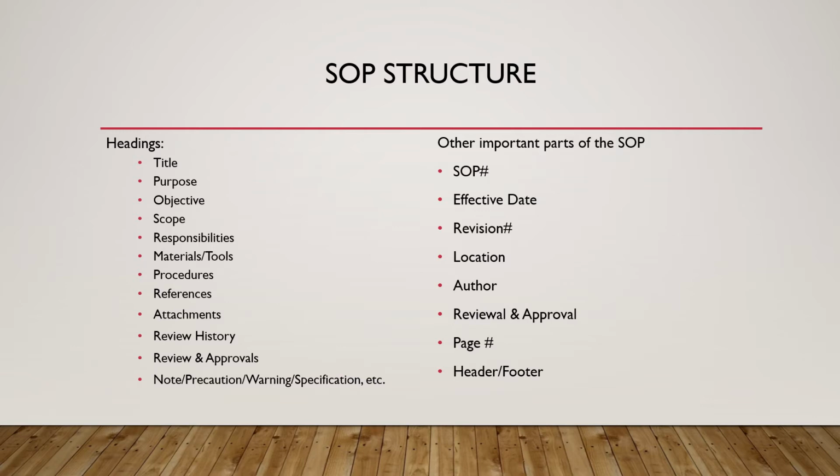Other important parts of the SOP include the SOP number, the effective date, which is the date by which staff has to be trained to execute the SOP. So the effective date of the SOP cannot precede the training on the SOP. There's a revision date, location of the SOP, author, the review and approve section, the page numbering, and there's a header and footer.